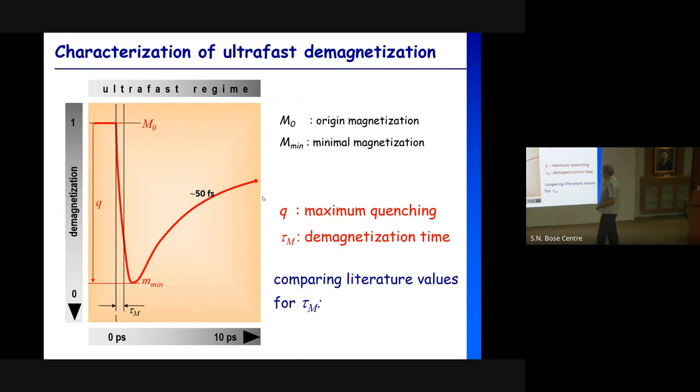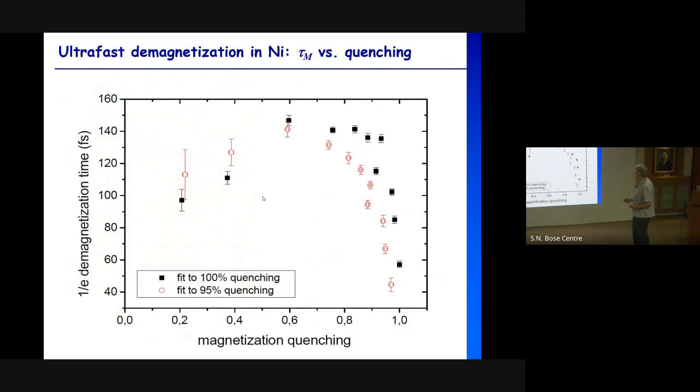But when you read the literature, for example, for nickel, you get values between 40 femtoseconds and 240 femtoseconds. At the beginning, the theoreticians were very angry with us. We should decide if it's now one or the other. And then we were able to show that it depends on many parameters, for example, on the quenching.